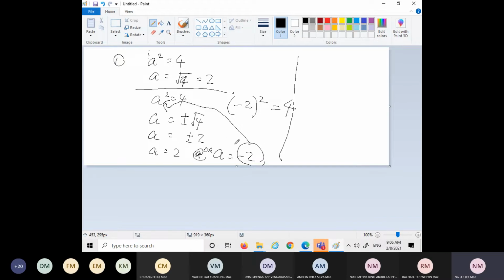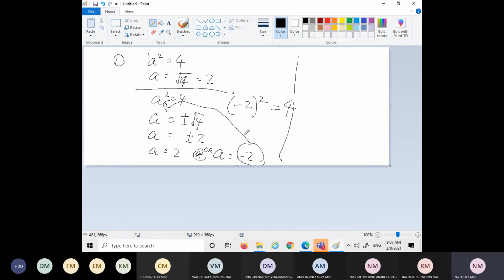It depends on the questions. Let's say this is a problem-solving question, and they say a is the length, or maybe a is the time. Then a negative answer cannot be accepted. But you still have to show that you have two answers, and this one you rejected. For this case, both are acceptable, so you got to write out both answers.